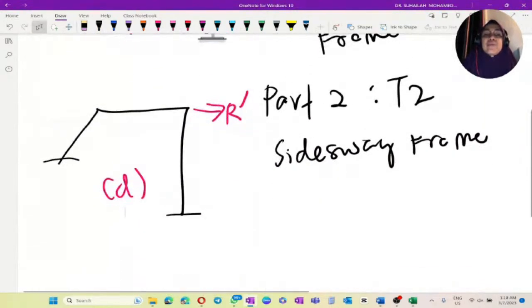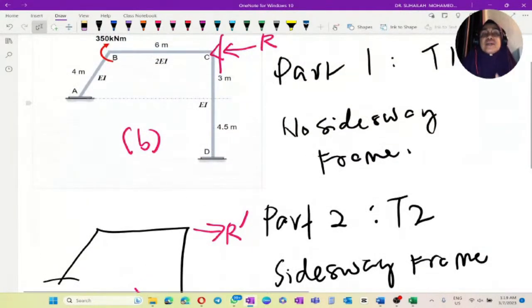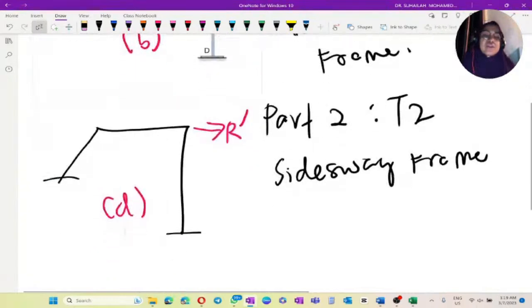And in part 2, we analyze the same geometry of the frame, but this time the frame is subjected to R prime, not R, but R prime. The same geometry, there is no loading. So we just need to focus on the geometry of the frame, and we put R prime in the right direction, because at the beginning of this question we assumed that the frame is moving towards the right direction. So these are the two frames that we are going to analyze.